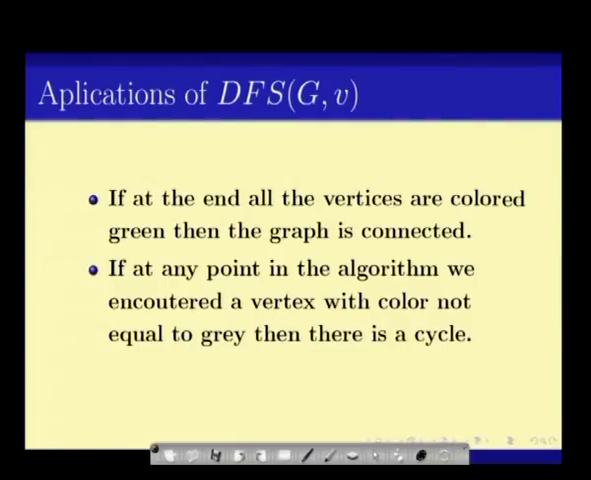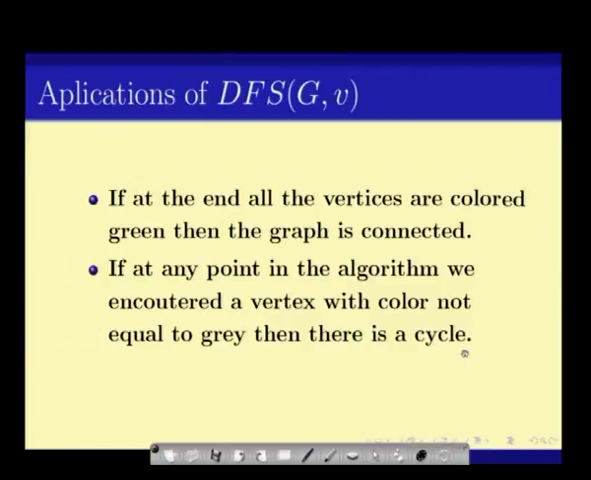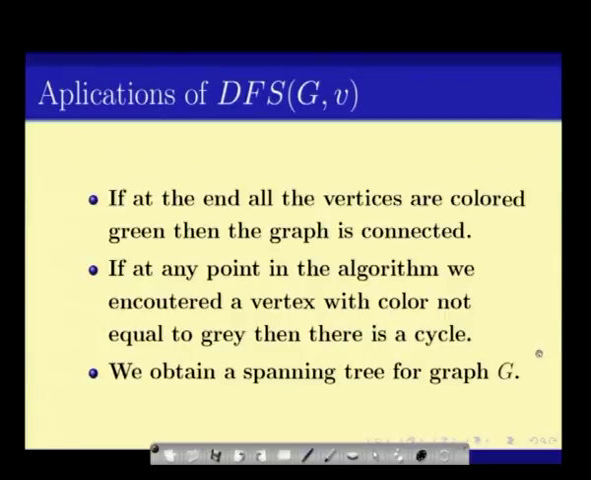Also, if at any point of time I encounter an edge to a vertex that is already seen, then that would give me a cycle. I described it earlier also. So, as soon as we encounter such an edge, we can say that I have got a cycle. So, this is also a simple way of checking if a cycle exists, and it also gives us a spanning tree for this graph G.